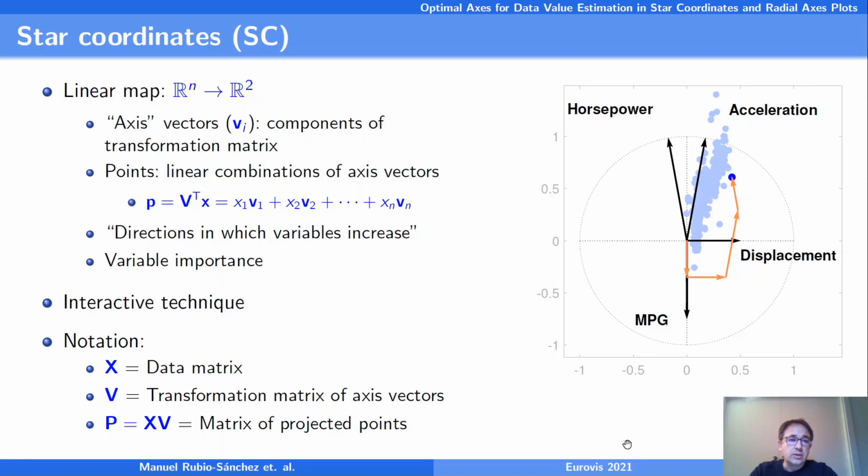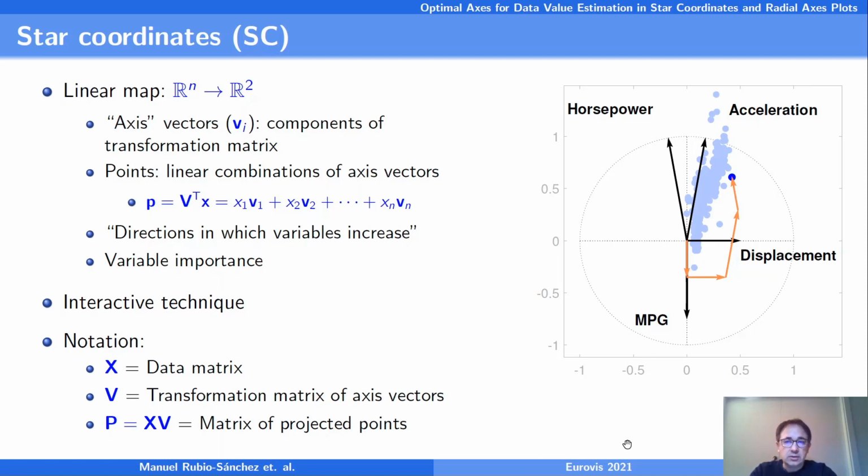In star coordinates, the vectors indicate directions in which variables "increase", and I've written this in quotes because we're going to see that in fact there are better directions. The length of the axis vectors indicates the importance of a variable, and it's important to note that this is an interactive technique, so users can select the axis vectors interactively in order to accomplish certain tasks.